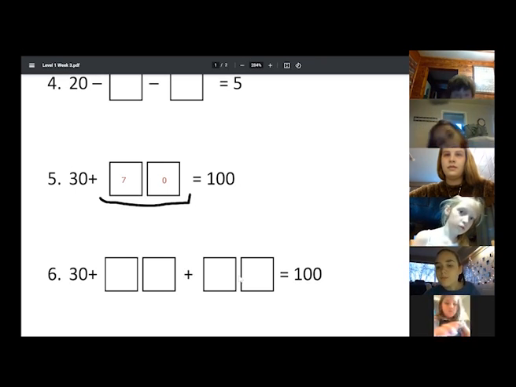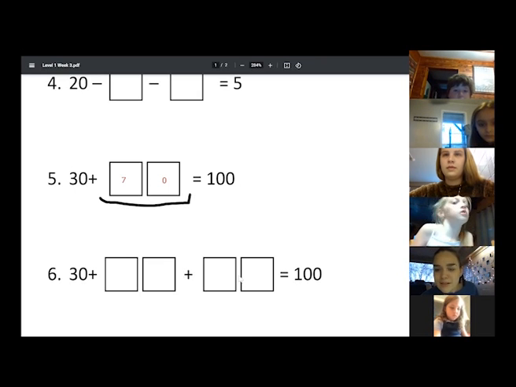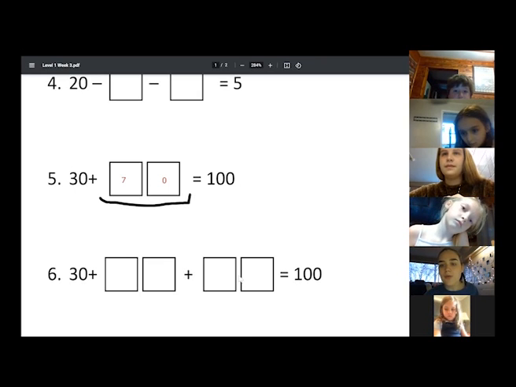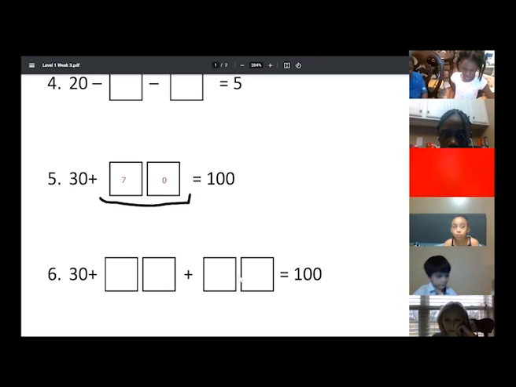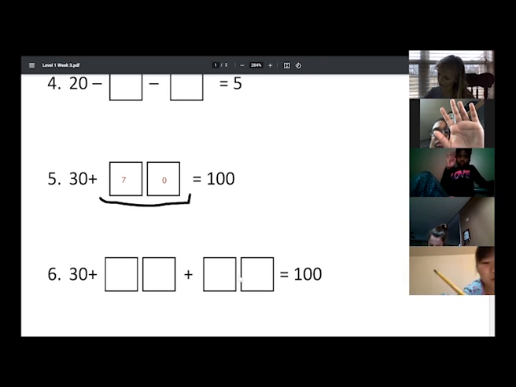So someone, who has an idea of what we can do without using 0 twice? Demaya, do you have an idea?